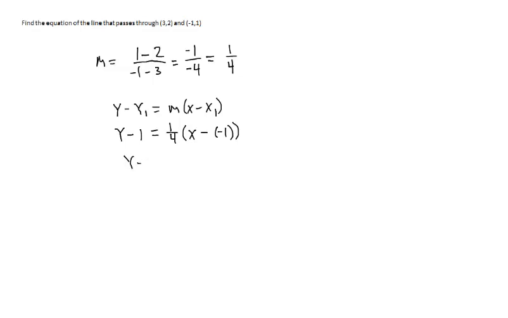So y minus 1 is equal to 1/4 x, and now I have 1/4 times a positive 1, so plus 1/4. And now I'm going to add 1 to both sides. So my final answer ends up being y is equal to 1/4 x plus 5/4.